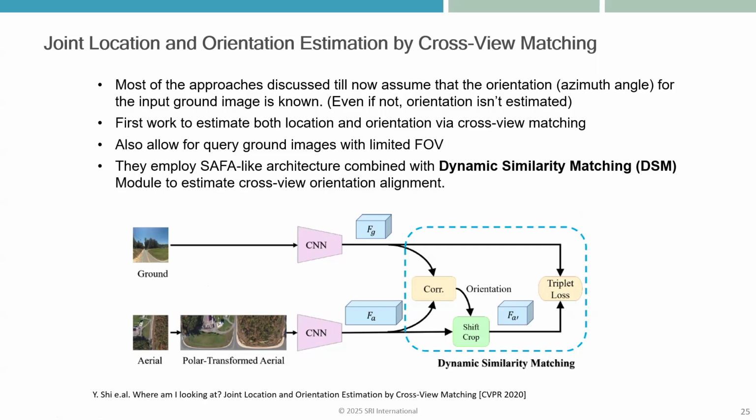And if your ground image was not a full panorama, with a limited field of view, then they could also crop the polar transform image, the embeddings for it, to correspond to that. And then they would do that, compute the embeddings, do the correlation, find the best correlation by shifting it, and then add that to the triplet loss, use that for the triplet loss.